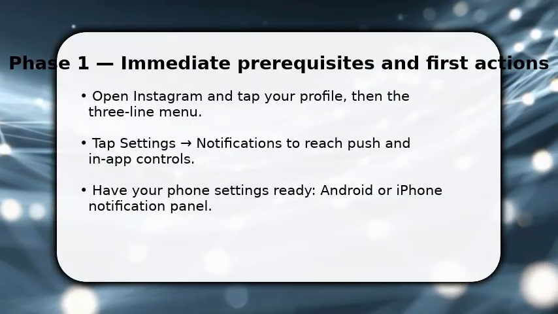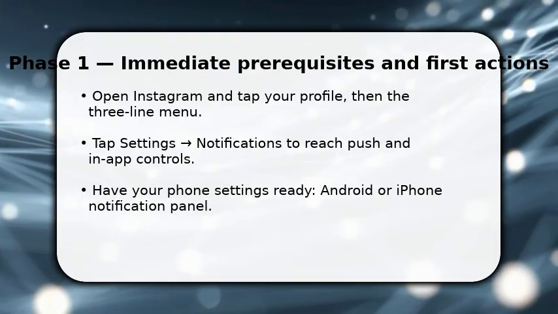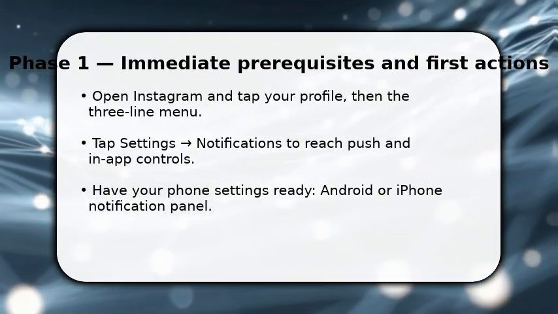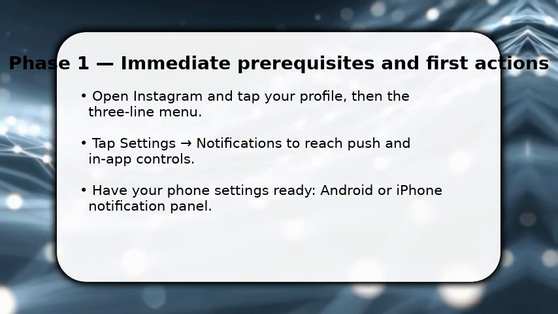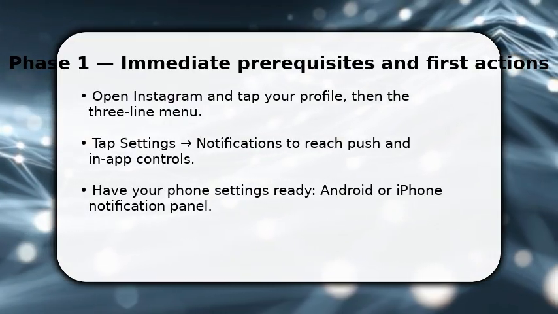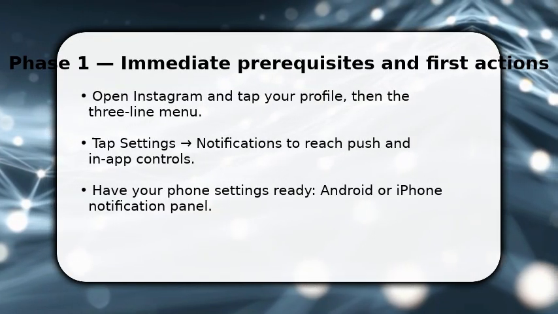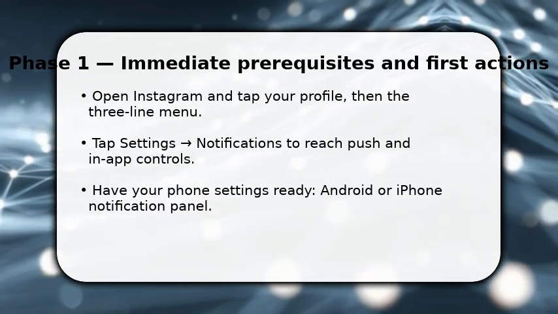You start inside the Instagram app, open your profile and tap the three-line menu. Once done, go to Settings and choose Notifications. This is where Instagram controls live. Make sure your phone's notification settings are available. You'll need to cross-check them.